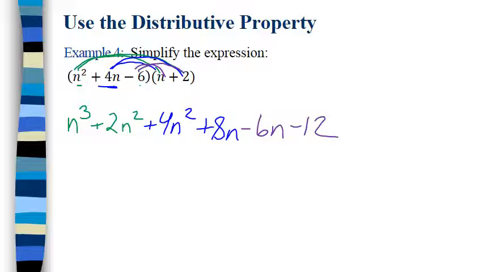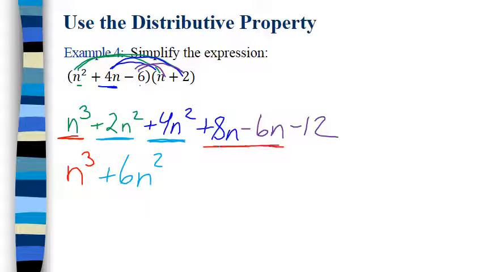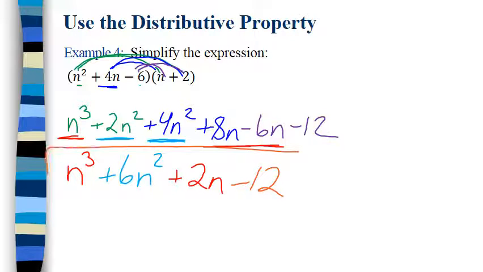And now we need to combine like terms. So there's only one cubed term, it's n cubed. And then we have 2n squared plus 4n squared is 6n squared. And then we have 8n minus 6n is 2n, and then of course minus 12. And that's our simplified polynomial.